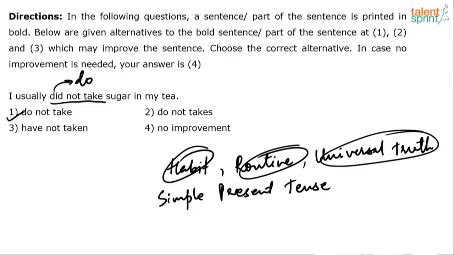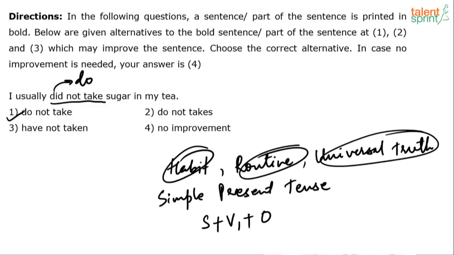Alright. Option number 1 is the suitable answer. So when we talk about general habit, routine, and universal truth, we use simple present tense. Just for your convenience, I will write the formulation as well. Formulation of simple present tense is subject plus, like I discussed earlier, V1 form of verb and object.